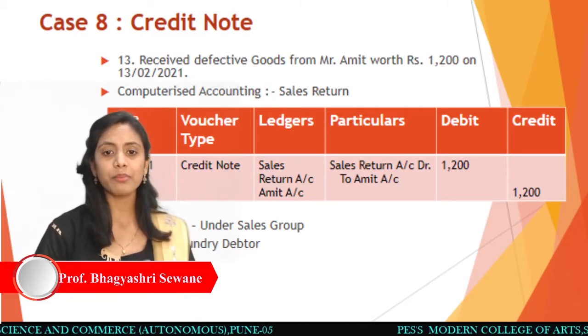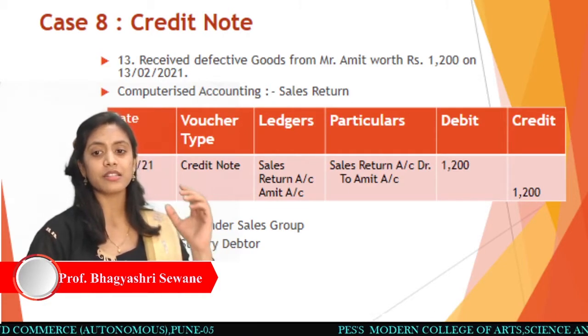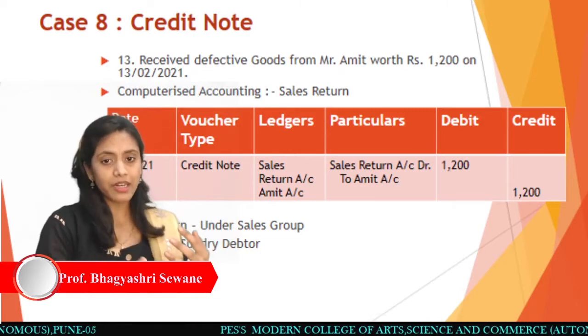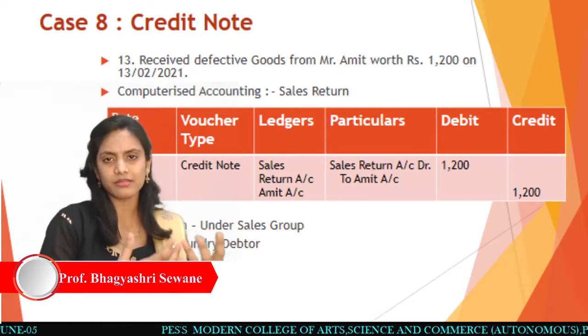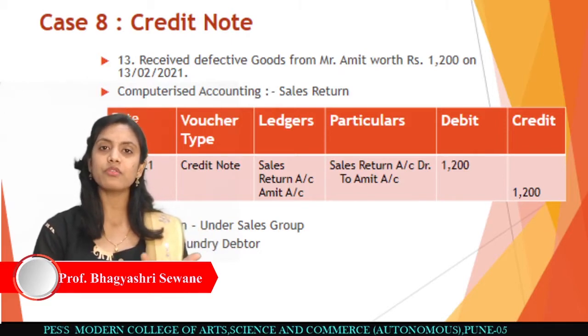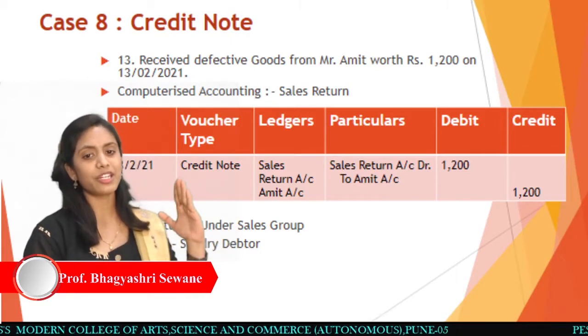So what will be the entry over here? Sales return account debited to Mr. Amit account. Or if he has paid us some money, you can give that effect also. So right now, what will be the first entry? It's a sales return account debited to Amit account.